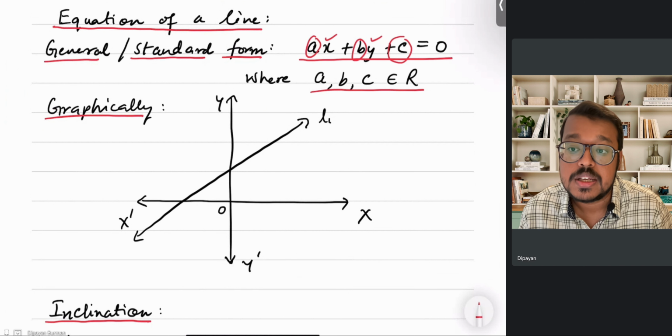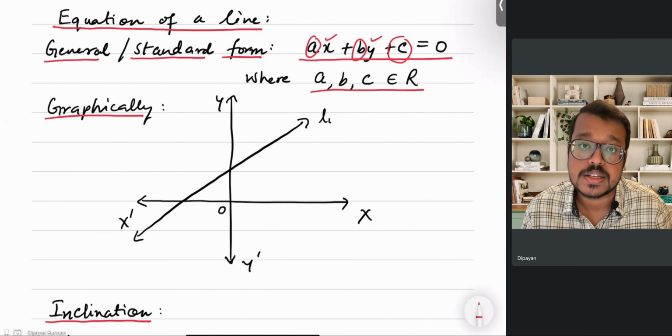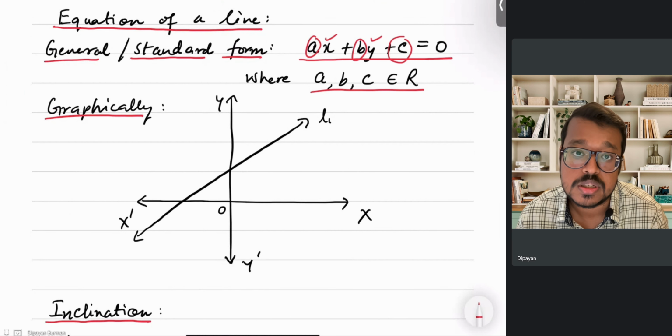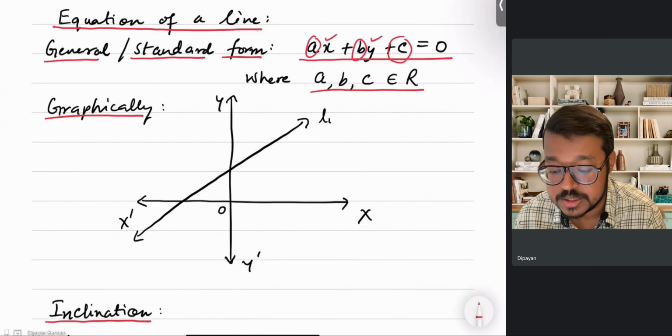Now graphically, any linear equation in two variables will look something like this. If I draw the xy axis, then any linear equation in two variables will be a straight line.